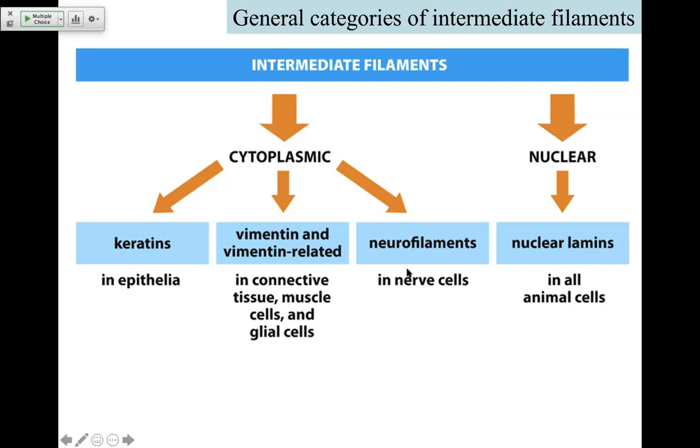Nerve cells have a particular type of intermediate filaments that we call neurofilaments. And all cells have intermediate filaments that we call lamins. These are the intermediate filaments that line the inside and support the shape of the nucleus. So let's look at an example of first our neurofilaments, and then we'll remind ourselves of the role of lamins in the nucleus.